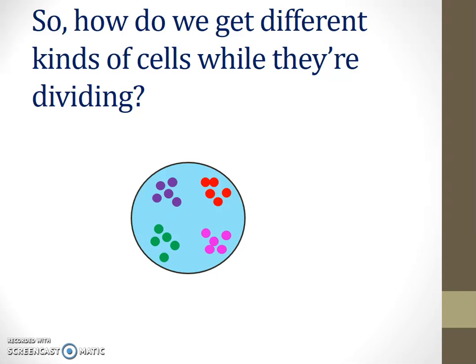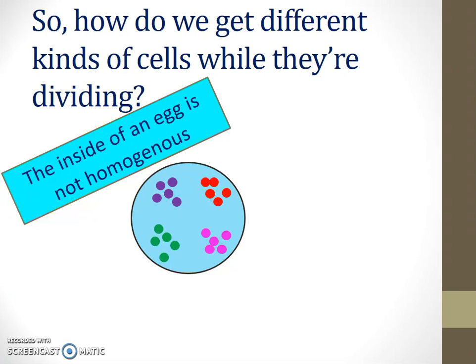So inside of our egg, this is an egg before the sperm fertilizes it. These little circles represent specific transcription factors or activators. And inside the egg, before the sperm even fertilizes it, it is not homogeneous, meaning they're not evenly spread out.